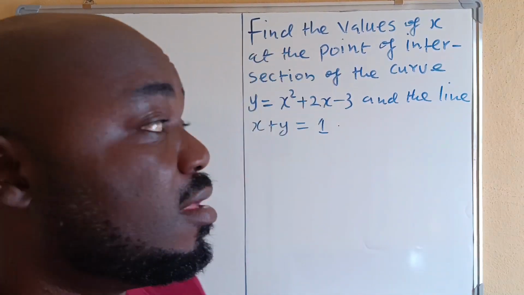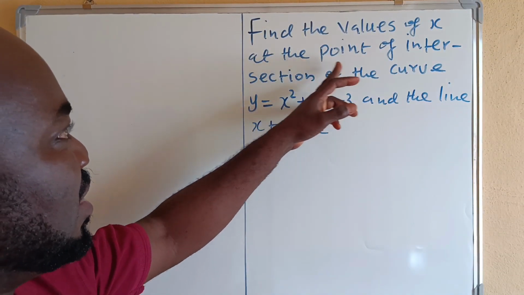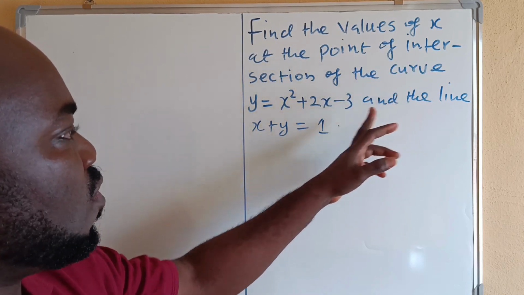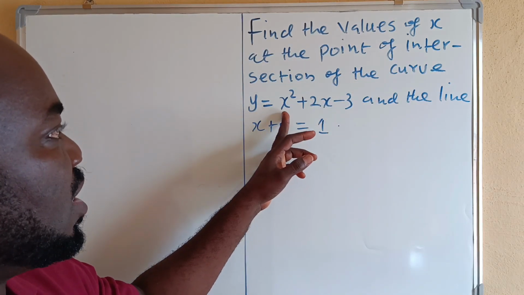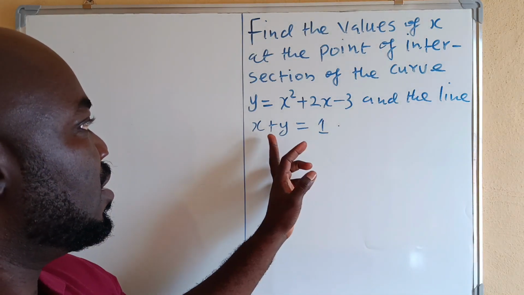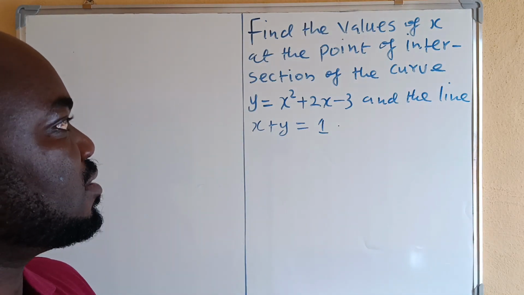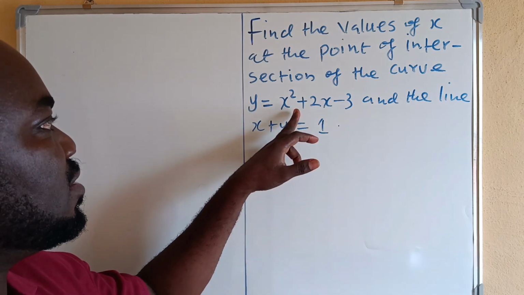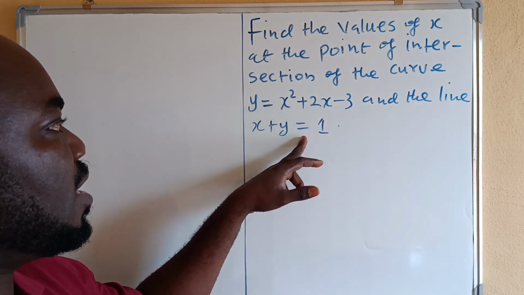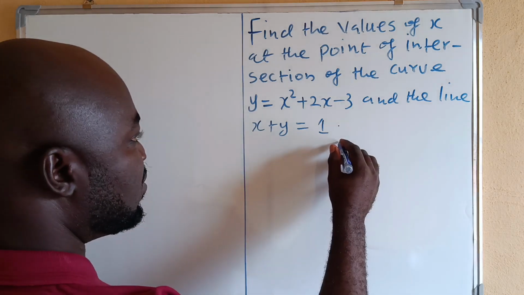Still on coordinate geometry, we want to find the values of x at the point of intersection of the curve y equals x squared plus 2x minus 3 and the line x plus y equals 1. What are the values of x at the point where this curve and this straight line meet, or where they intersect? So how do we solve this?